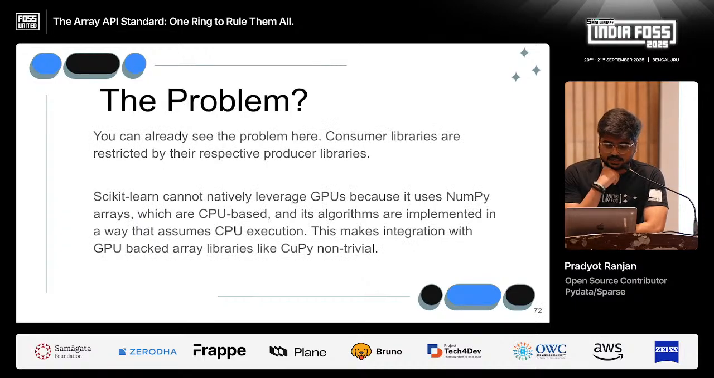So what exactly is the problem here? Well, you can figure it out. The limitations of the producer libraries are also the limitations of the consumer library. One famous example is the scikit-learn project. A lot of the libraries back in time were built with NumPy as a backend, so they were really restrictive because NumPy is CPU only. scikit-learn as a project had a lot of trouble switching to GPU execution.